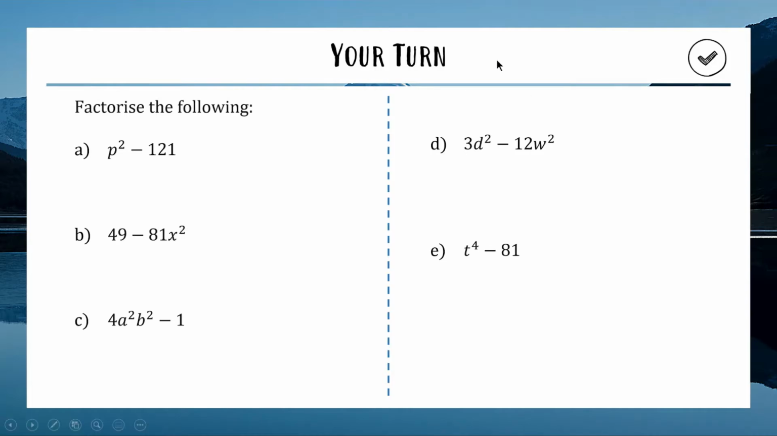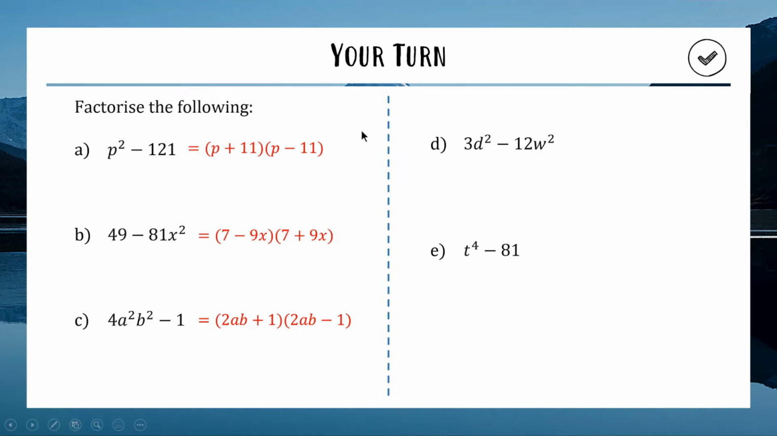Okay, spoiler warning. Here is the first one. The square roots of p squared and 121 are p and 11. So if you did p plus 11 and p minus 11 in any order, you are a genius. For the next one, our square roots are going to be 7 and we're going to have 9x here. So we're going to take those two square roots and we're going to add and subtract like this. For question C, the front term is 2ab being squared and 1 is of course 1 squared. So we'll take those two answers and we're going to add and subtract in a couple of pretty brackets.